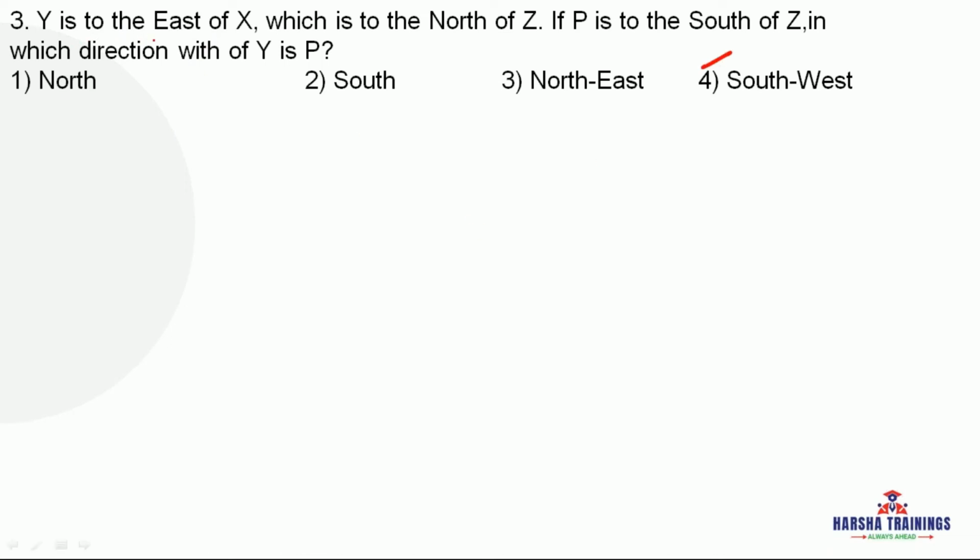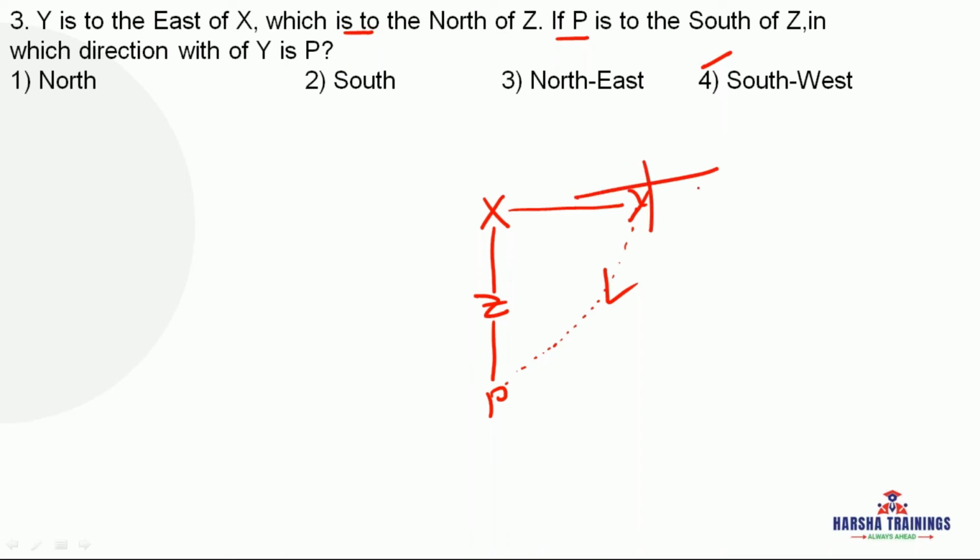Very good. Y is to the east of X. For example, this is X, so Y is to the east of X, right? And X is to the north of Z. So Z is on the south side of X. If P is to the south of Z, in which direction is P with respect to Y? South and west. So the answer is the southwest direction.